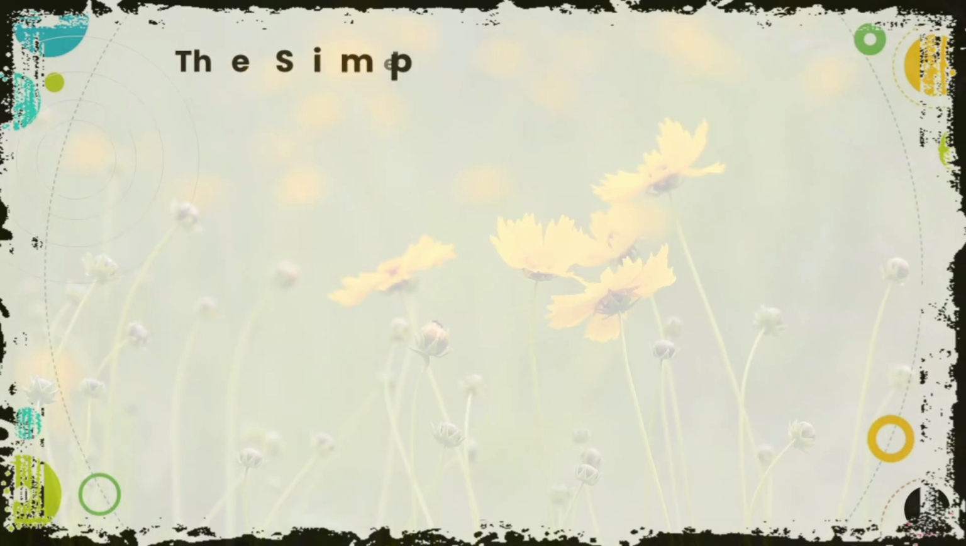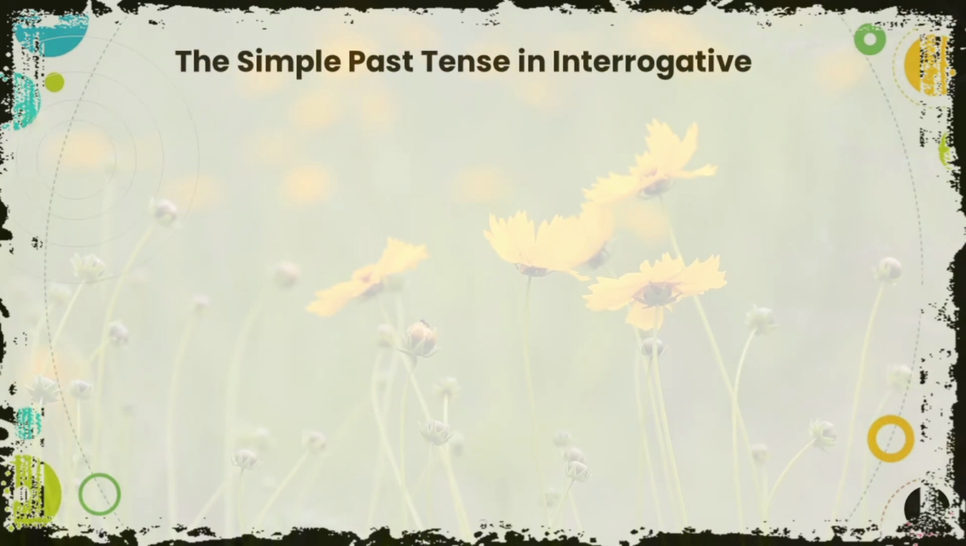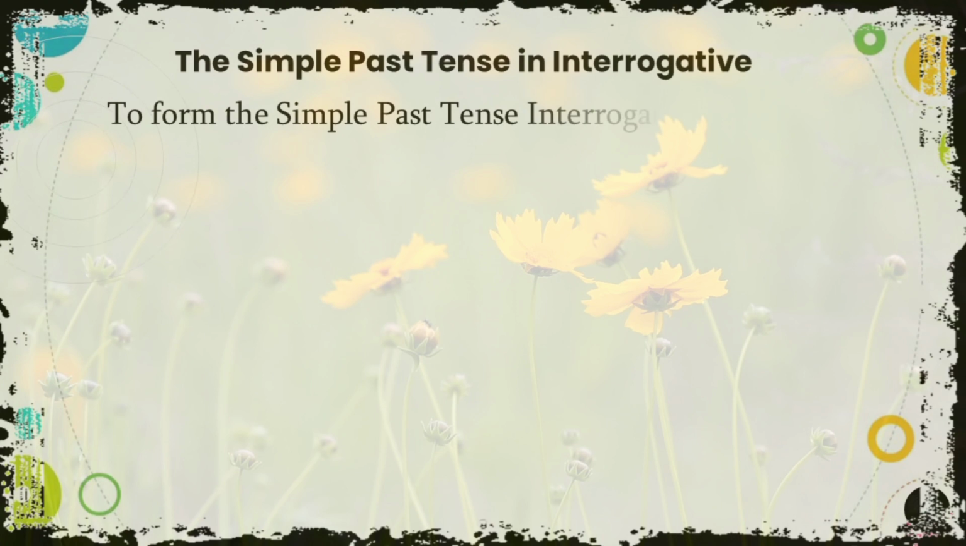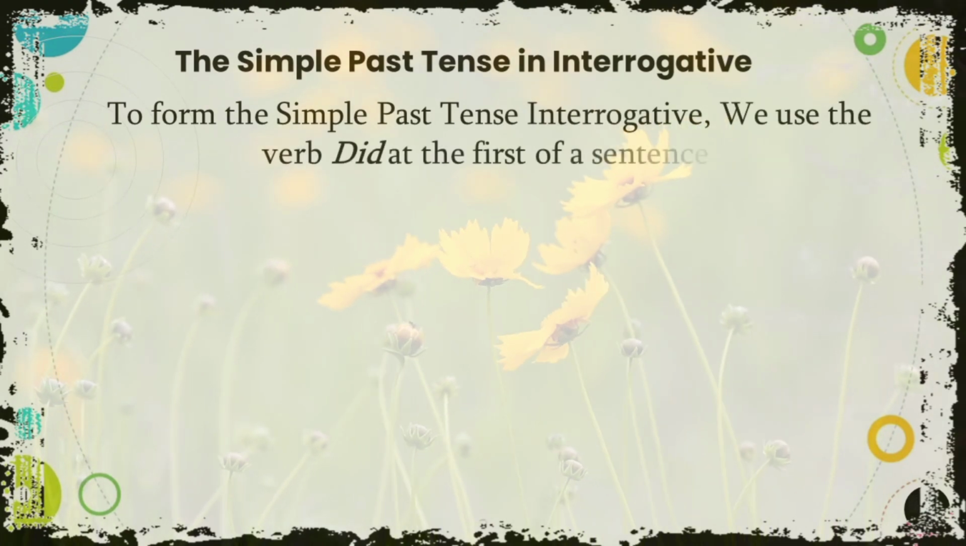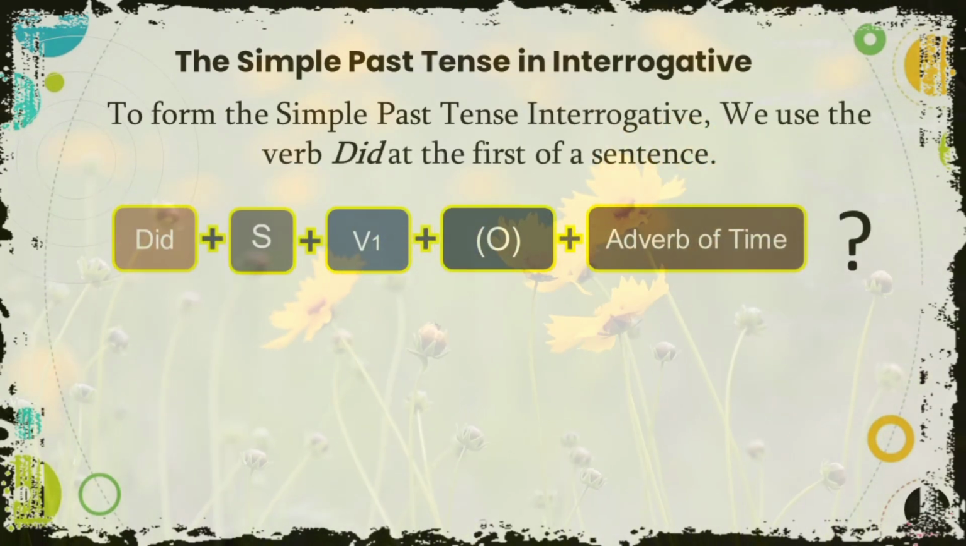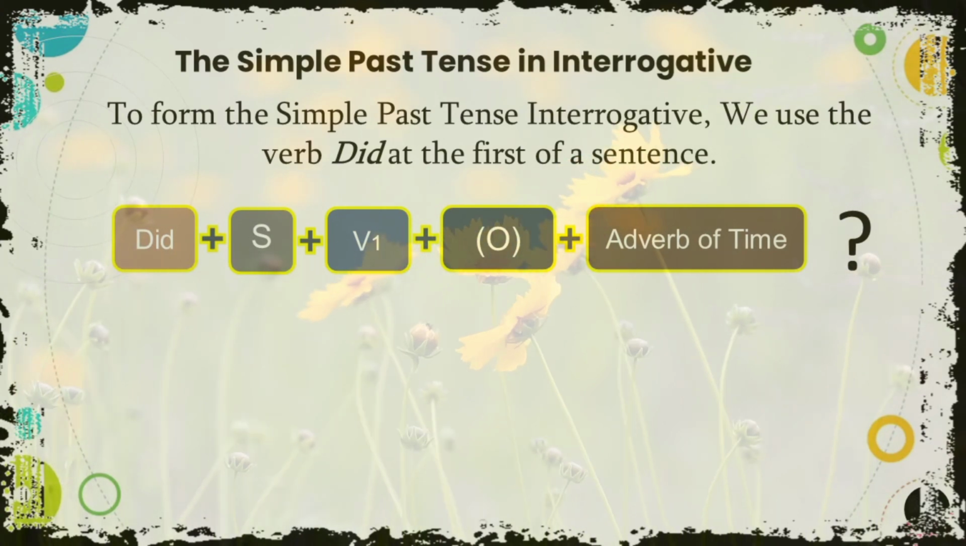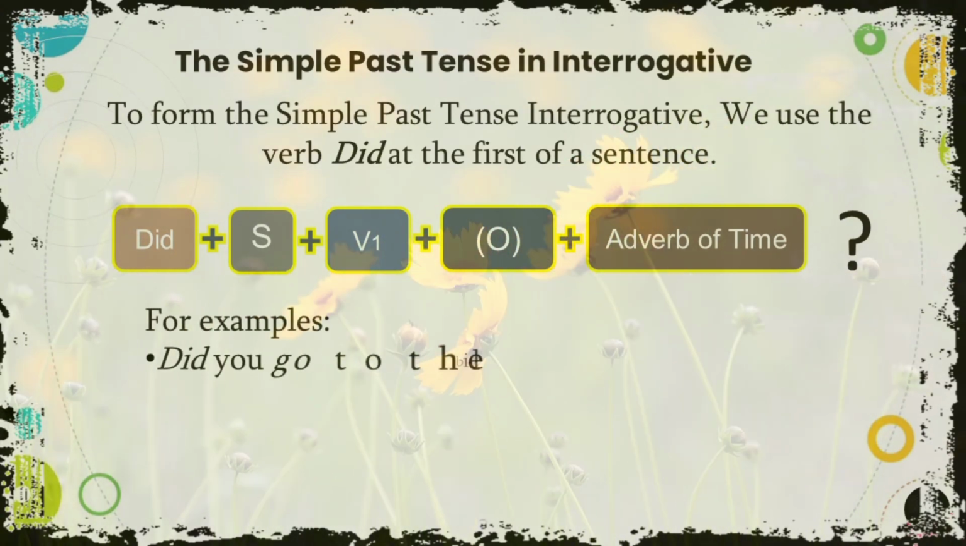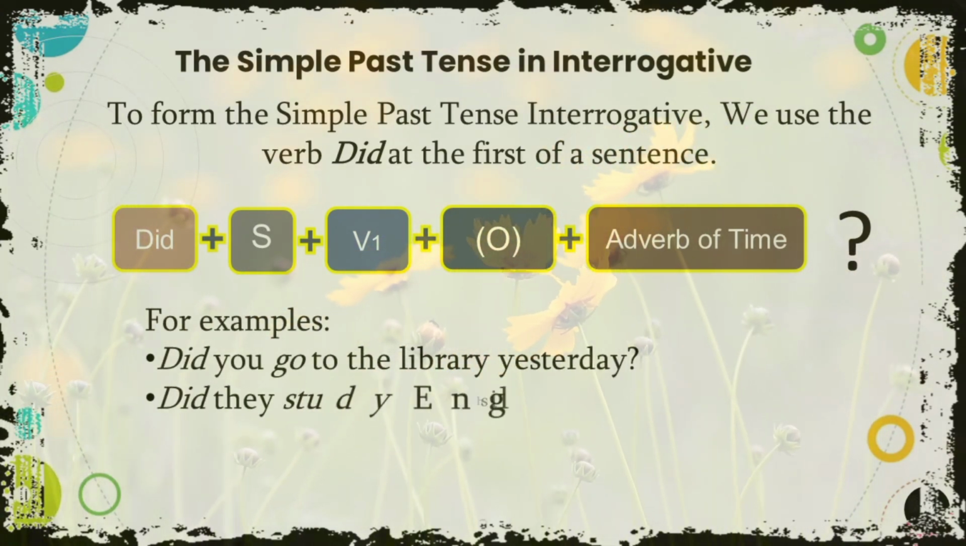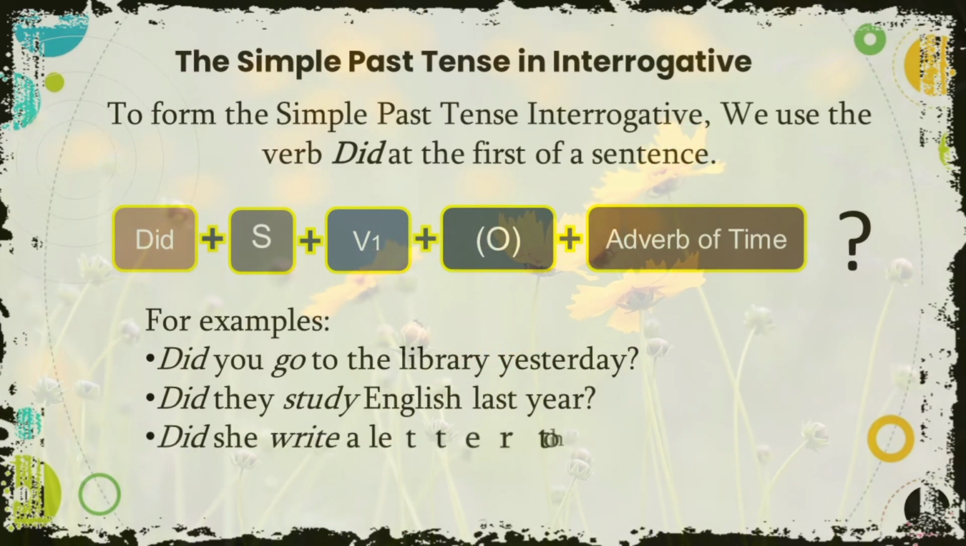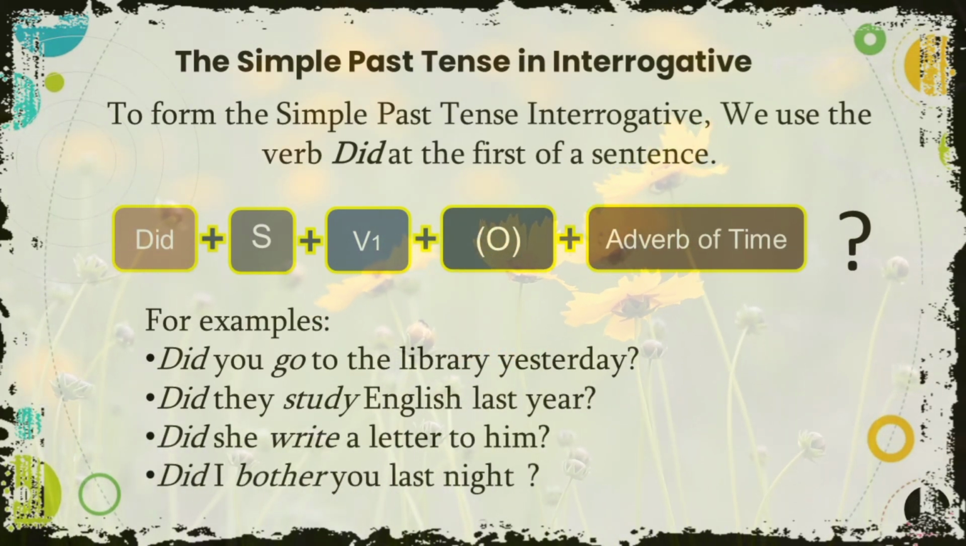The simple past tense in interrogative. To form the simple past tense interrogative, we use the verb did at the first of a sentence. For examples, did you go to the library yesterday? Did they study English last year? Did she write a letter to him? Did I bother you last night?